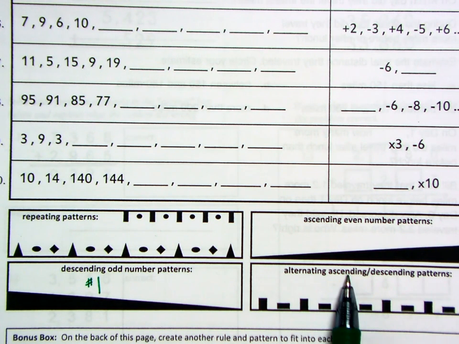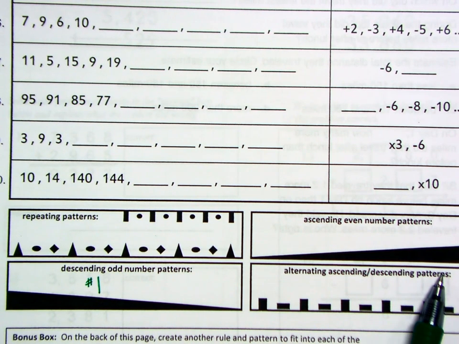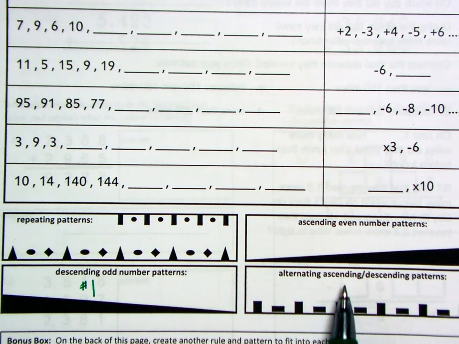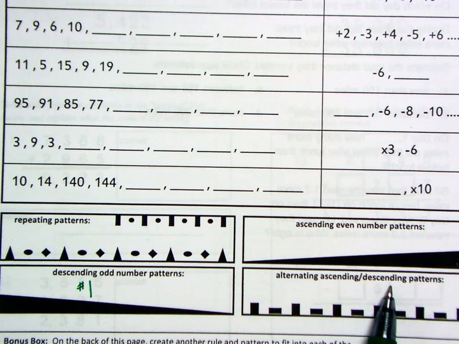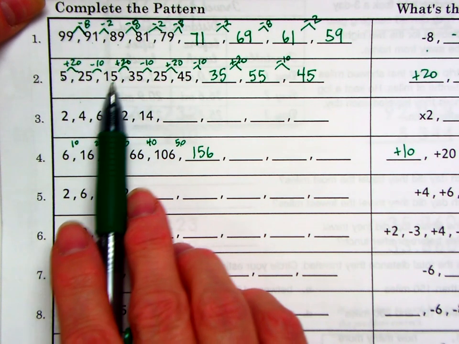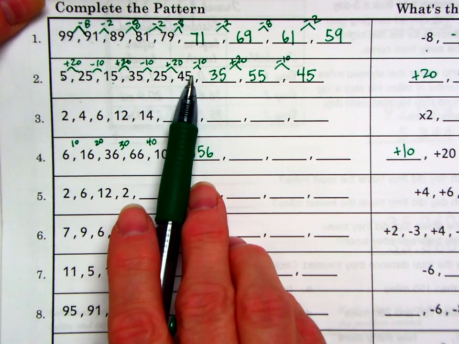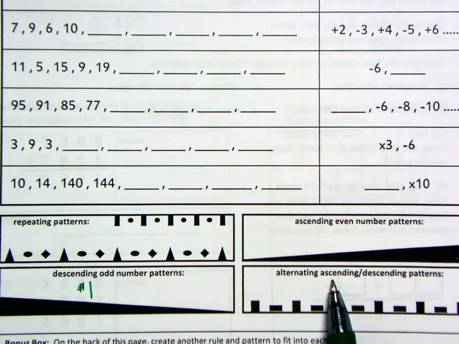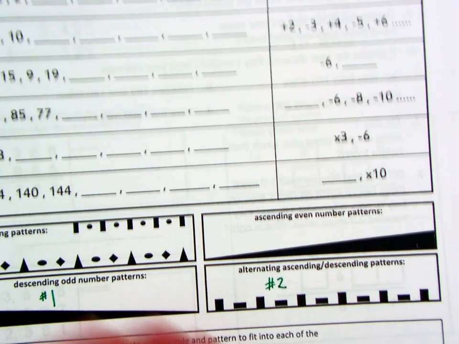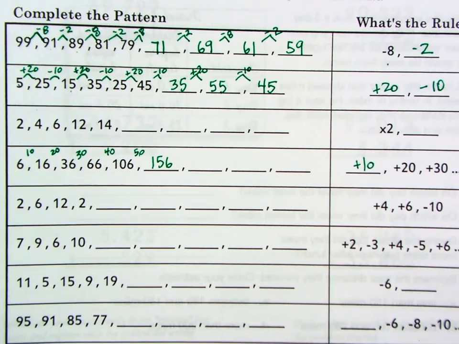Alternating, ascending, descending patterns. Alternating means going back and forth between getting bigger and then smaller. So I would say that this one, 5, 25, 15, 35, 25, 45, I would say that this is an alternating, ascending, and descending pattern. And that's number 2. So I'm going to put a number 2 right there. And that is how you do this page.